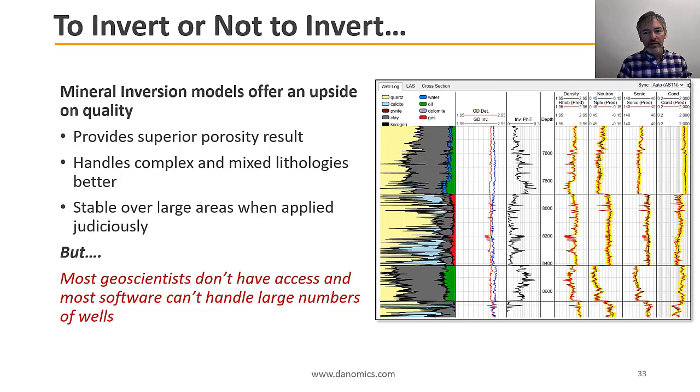And so this is a question of methodology here, and I would say that when we think about mineral inversion, it offers a lot of upside on quality. It gives us this superior porosity result because we're calculating this running grain density curve. As we all know, it handles complex and mixed lithology systems better because we're no longer setting some parameters on a zone basis. We're doing this at every depth step. I think it's just a better way to go. And so, I've made that a core part of my workflow.